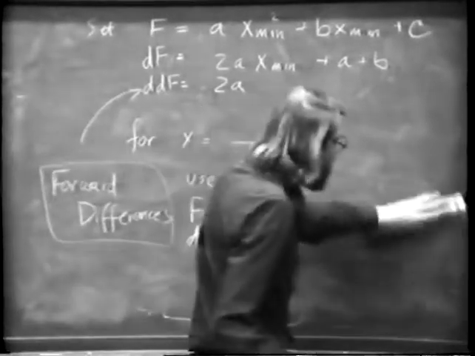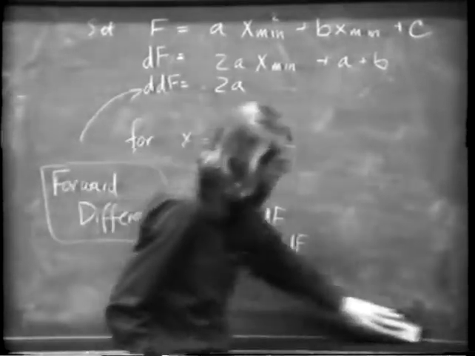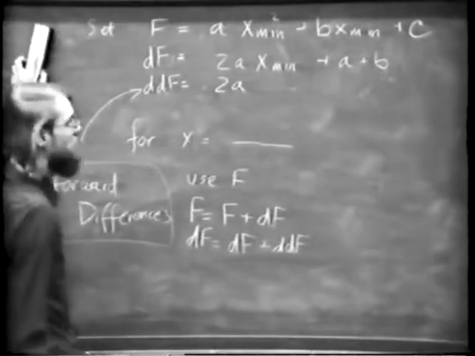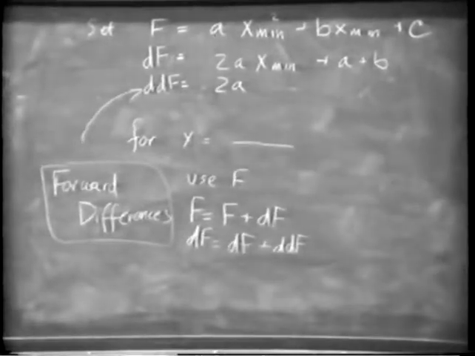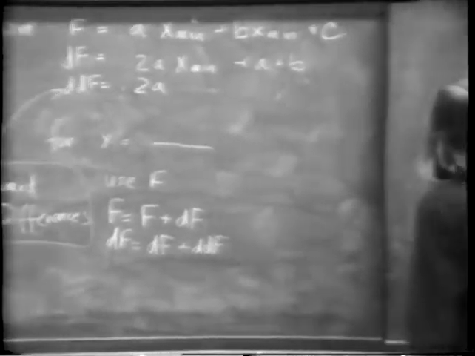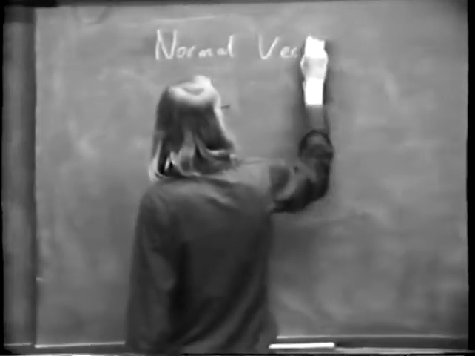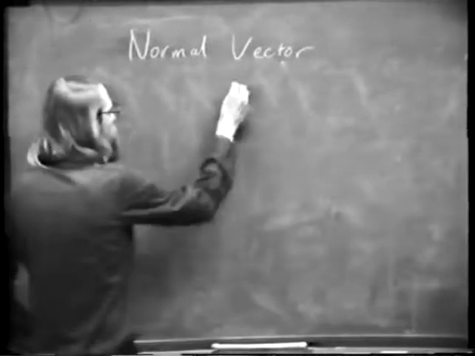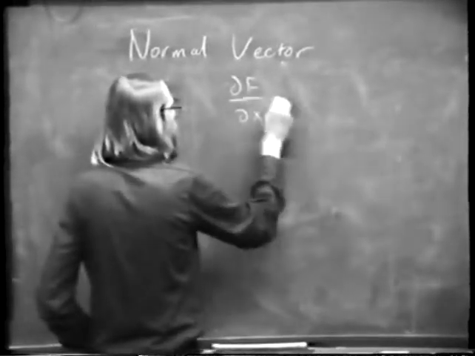Finally, the third phase of our drawing process is to find out what the normal vector is to the surface so we can do the lighting calculations. Now let me go over here again. Now the normal vector is defined as what's called in the jargon the gradient of the function.